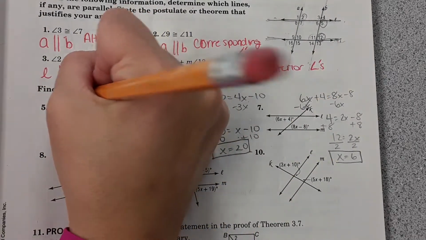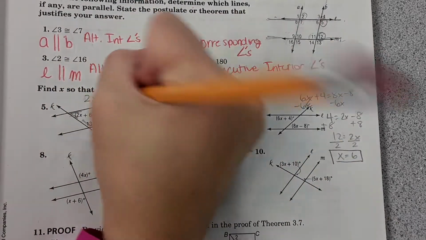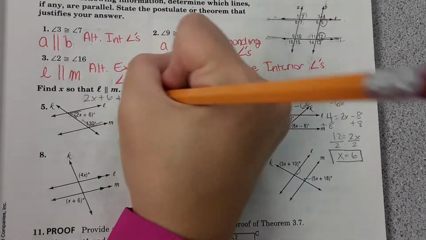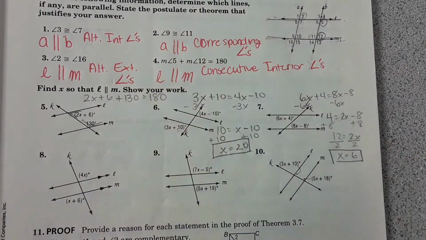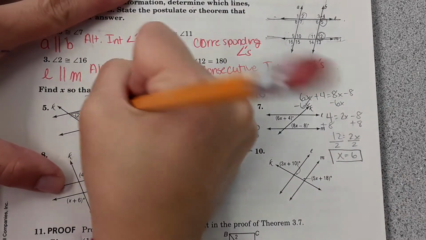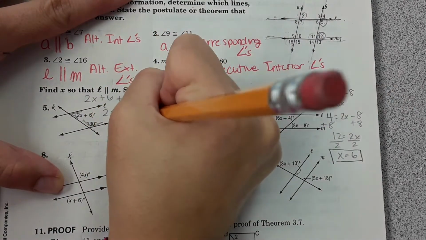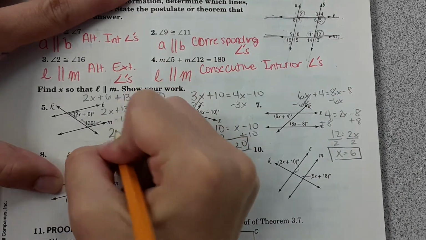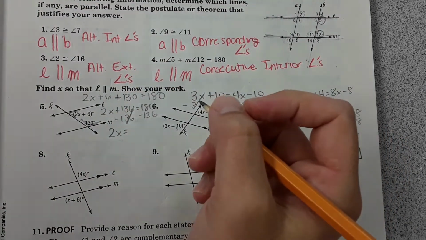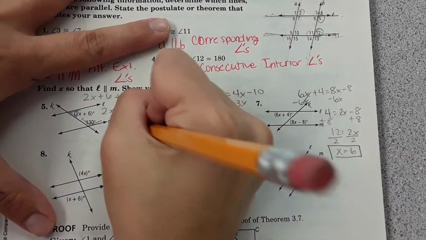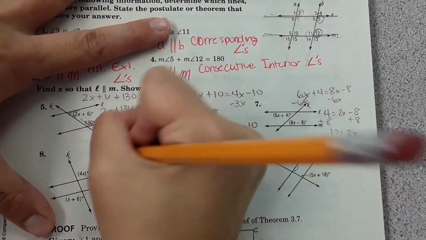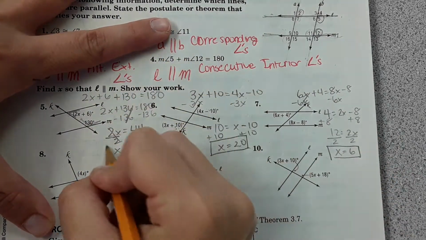So we can write 2x plus 6 plus 130. So we're adding those two angles and putting them equal to 180 degrees. And then we combine like terms to get 2x plus 136 equals 180. Subtract 136 from both sides. 180 minus 136 is 44. Divide by 2. X equals 22.